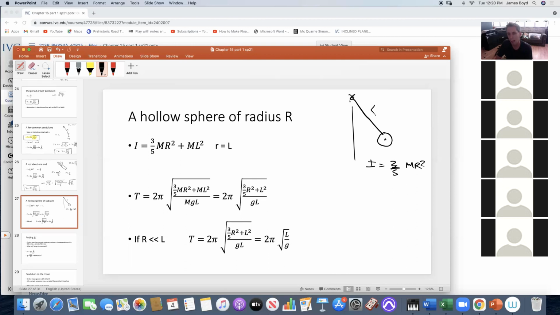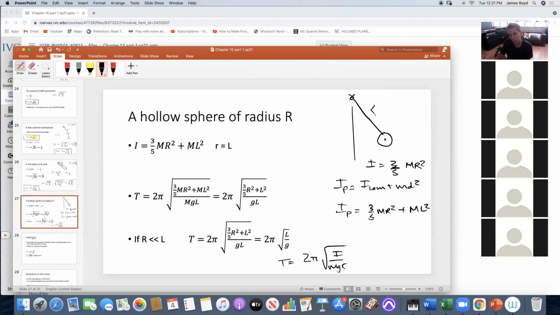It's rotating about this axis. So you have to use the parallel axis theorem that we learned, which says I_COM plus M D squared. D in this case, we're moving it from the center to the axis point, L. So I parallel becomes 2/3 m r squared, where r is the radius of the hollow sphere, plus m L squared.